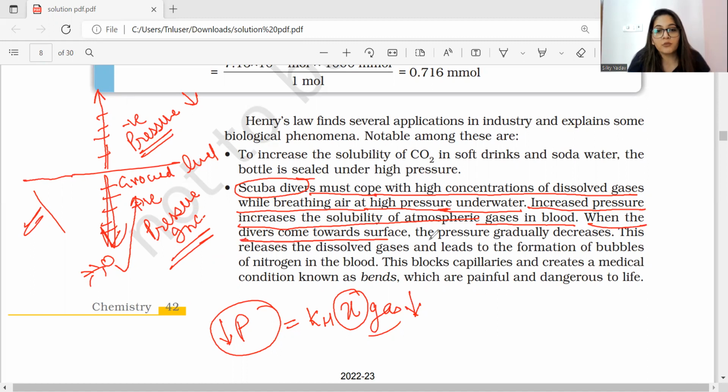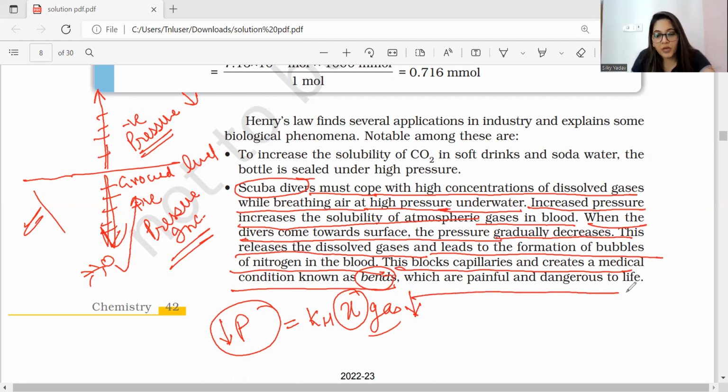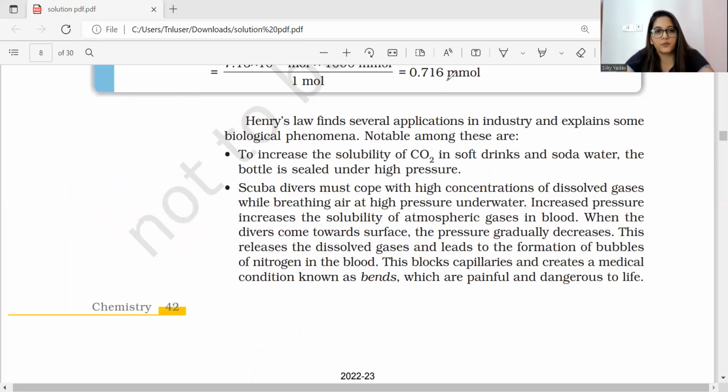So when the divers come toward the surface, the pressure gradually decreases. That means when the diver is coming back to the top, the pressure is again decreasing. This releases the dissolved gases and leads to the formation of bubbles of nitrogen in the blood. All the gases want to quickly move out of your body, but your blood vessels are not giving that much space. So bubbles of nitrogen gas will be formed inside your blood capillaries. It is a serious problem, and this condition is called bends, which is very painful and very, very dangerous to life as well.